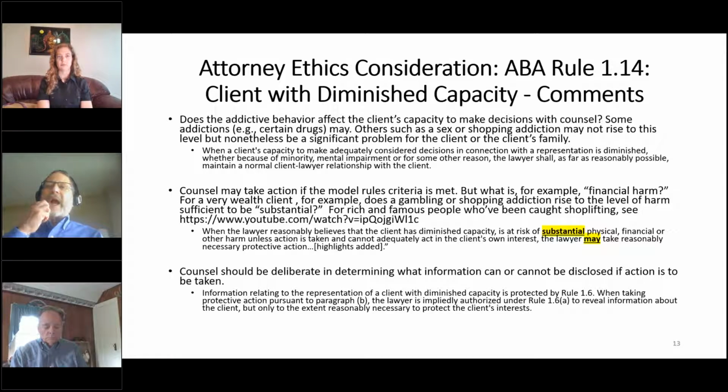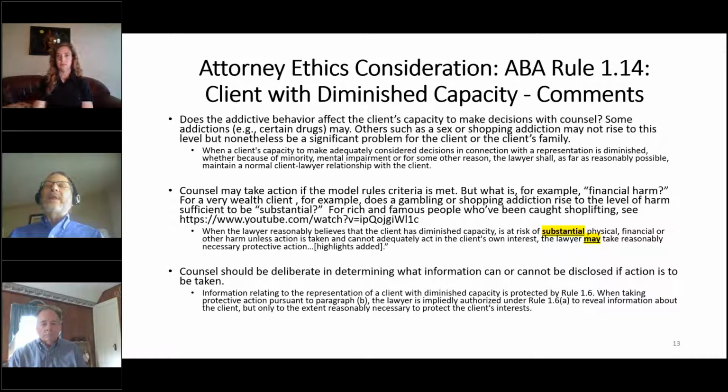Let's take that comment a little further, and again, Jonathan and Amanda, feel free to jump in on what 1.14 means in the context of a client or client's child or fiduciary with an addiction issue that could affect them. So when we talk about ability to make decisions, when a client's capacity to make adequately considered decisions in connection with the representation is diminished because of drug abuse, the lawyer should maintain as normal of a client-lawyer relationship as possible. So you still need to have that involvement with the client. You still need to try to represent the client, but it's going to be difficult.